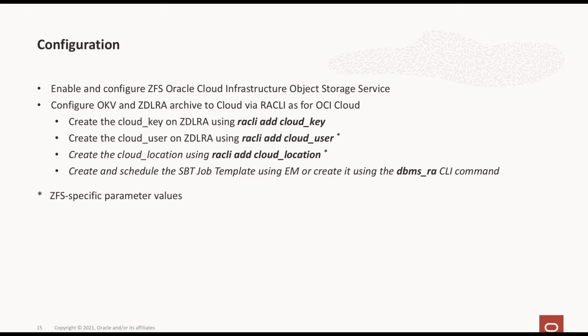Once you have the cloud user created, you can create the cloud location. And the cloud location is actually the bucket and the destination ZFS appliance that you will be connecting to. Once this is all done and you are able to access the bucket on ZFS, you can go ahead and create the SPT job template that defines what needs to be copied from ZDLRA and when. And that can be done either through Enterprise Manager or using the DBMS_RA CLI commands.